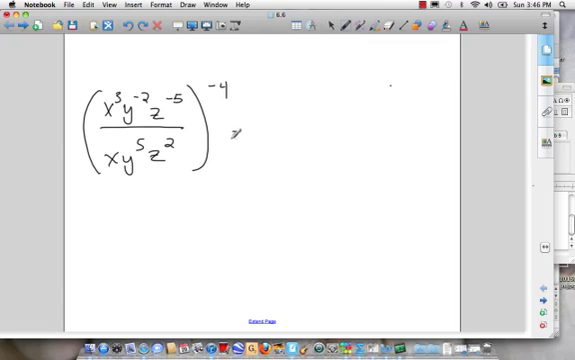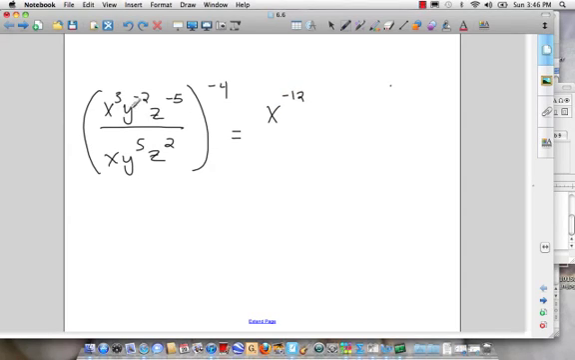Well, as in the previous example, you could do things in a different order. You could simplify inside the parentheses first and then deal with this negative 4 exponent, or you could deal with the negative 4 and then simplify the result. That's what I'm going to go ahead and do. So I'm going to raise everything inside to the power of negative 4.